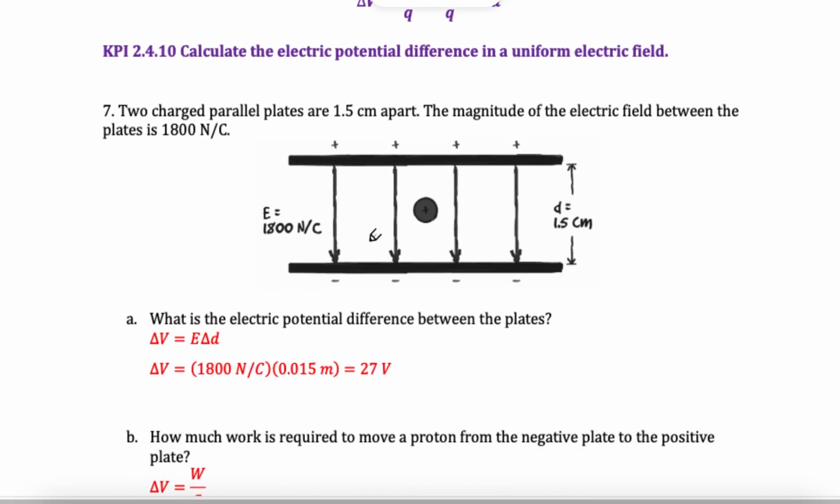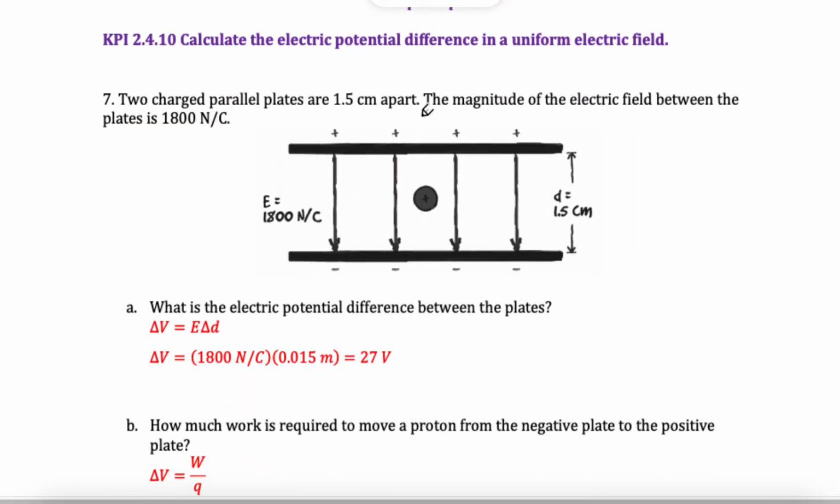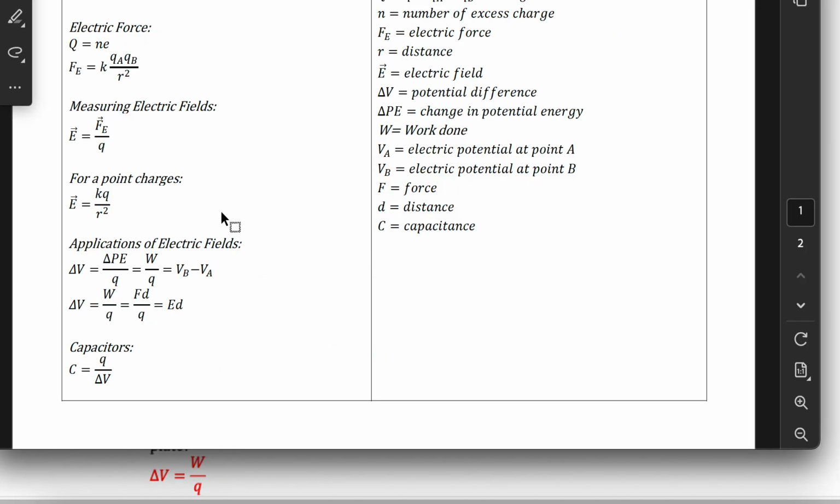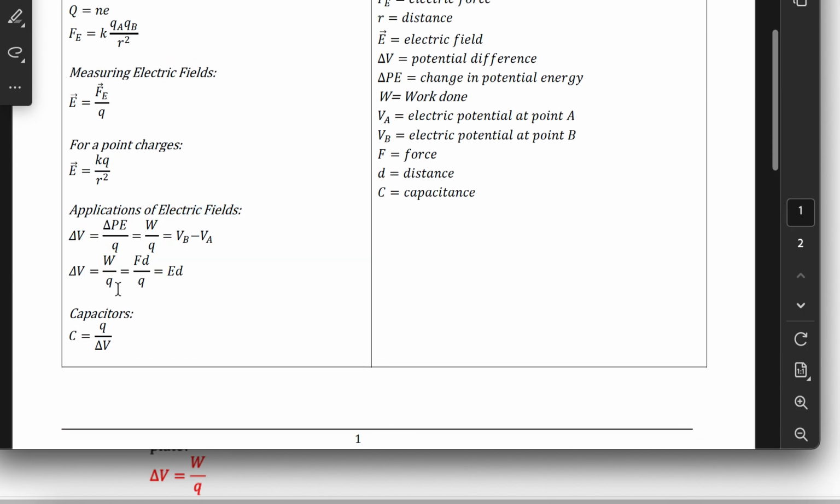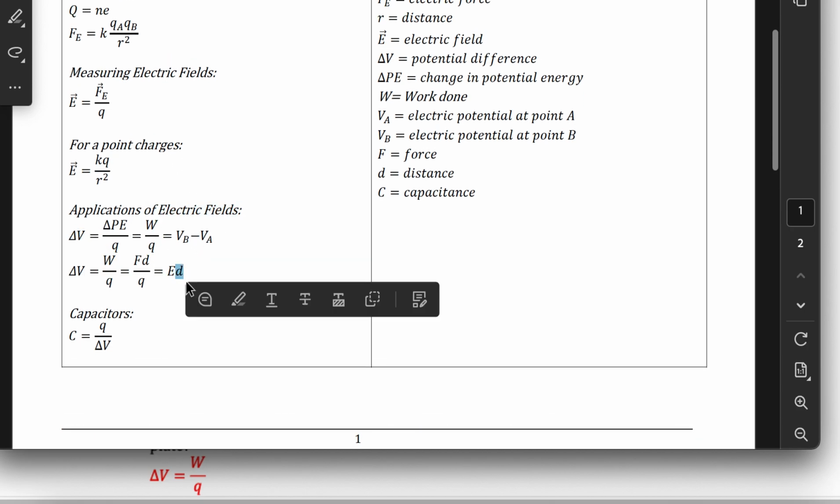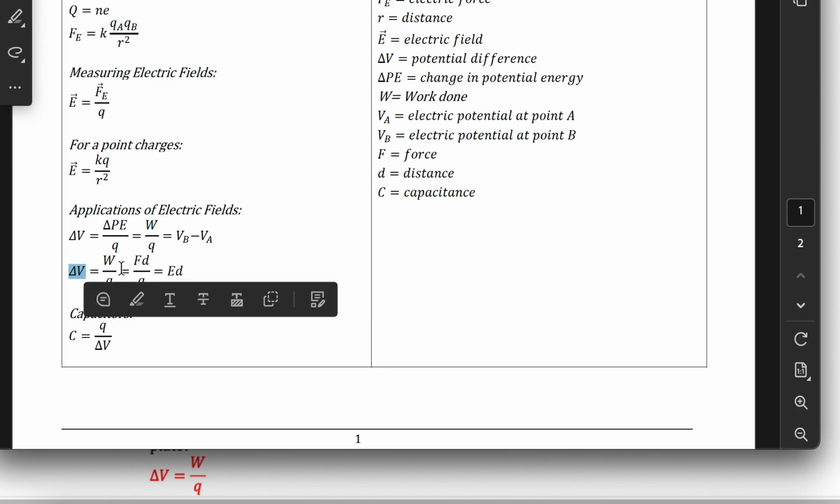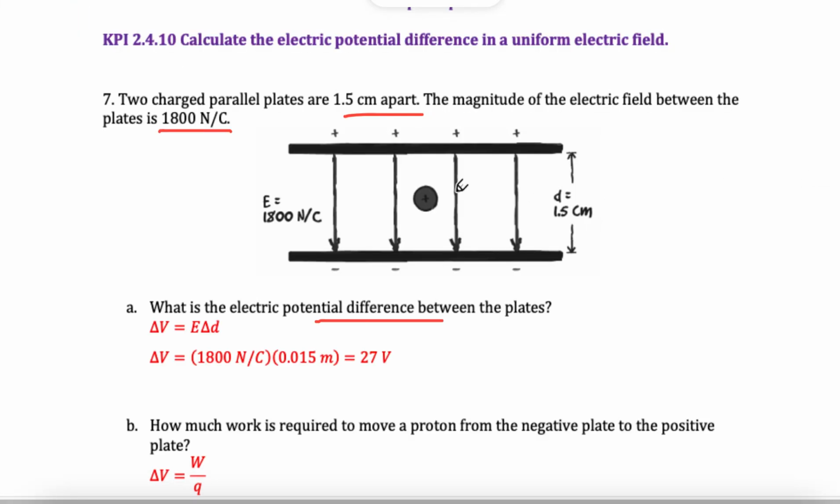Now we're looking at this. We have two charged plates. We have a distance. We have a field. We need a potential. Well, let's check. Over here, electric fields, potential. We have a distance, electric field. V is W over Q, which I don't have. Force times distance over Q, I don't have a force. Or E times D. I have that. I have an E and I have a D.